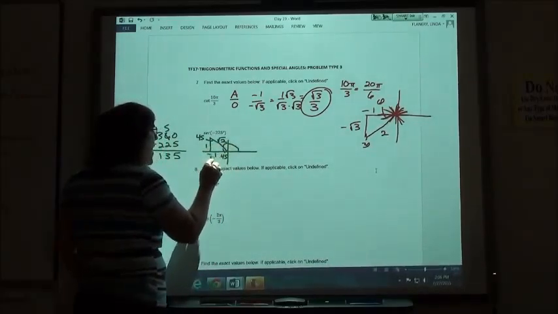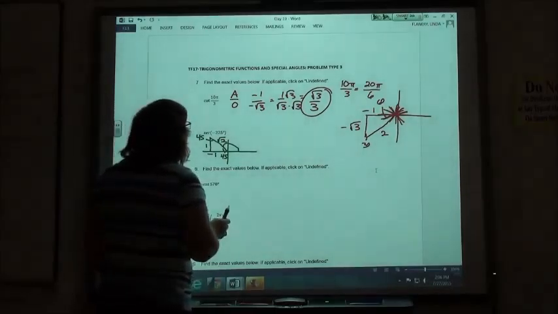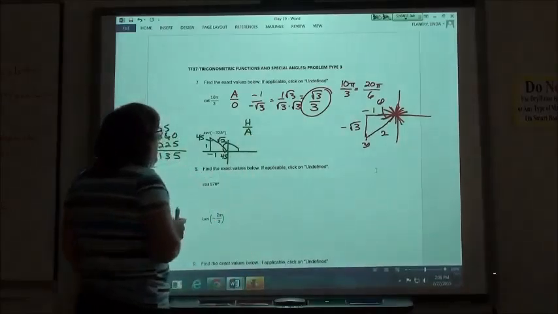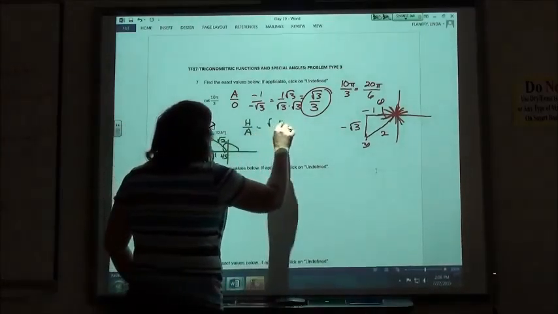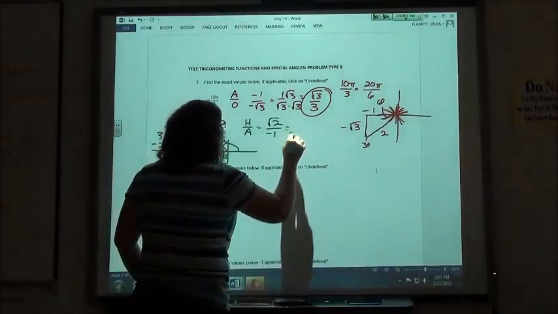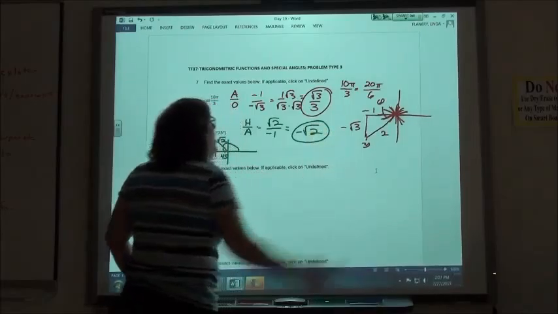This side's going back, so it's actually a -1. Secant, inverse of cosine, would be the hypotenuse over the adjacent. My hypotenuse is the square root of 2. My adjacent is -1. So square root of 2 over -1 would be negative square root of 2 for my answer.